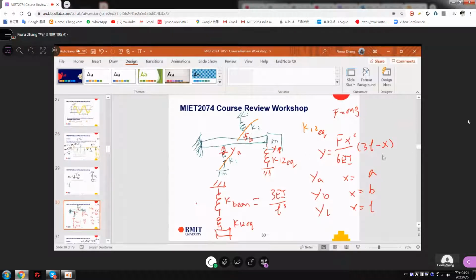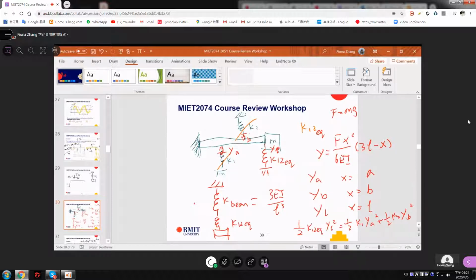You need to use the deflection of a cantilever beam for fixed support to find out the deflection here. Right, so the other is the same. So you can have this K beam K1 2 equivalent. Similarly, using the energy, one over tau K1 2 equivalent, Y L square equal to half K1 Y A square plus 1 K2 YB square.